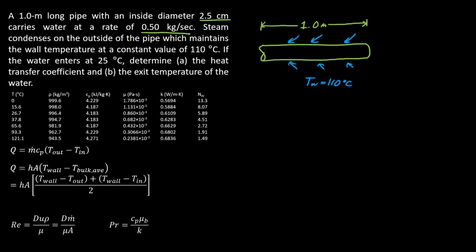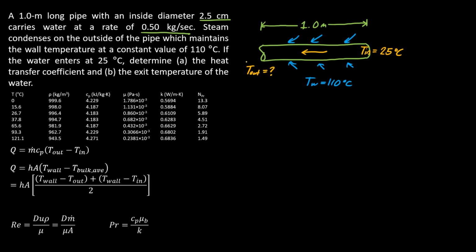Water flowing inside the pipe, let's say in this direction, enters at 25 degrees Celsius. The exiting temperature is not given. So this is mainly the reason why we're going to do trial and error here.